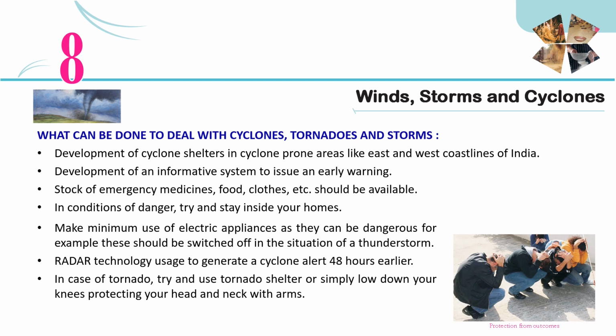Development of cyclone shelters in cyclone-prone areas like the east and west coastlines of India. Development of an informative system to issue an early warning. Stock of emergency medicines, food, clothes, etc. should be available. In conditions of danger, try and stay inside your homes. Make minimum use of electric appliances, as they can be dangerous. For example, these should be switched off in the situation of a thunderstorm.